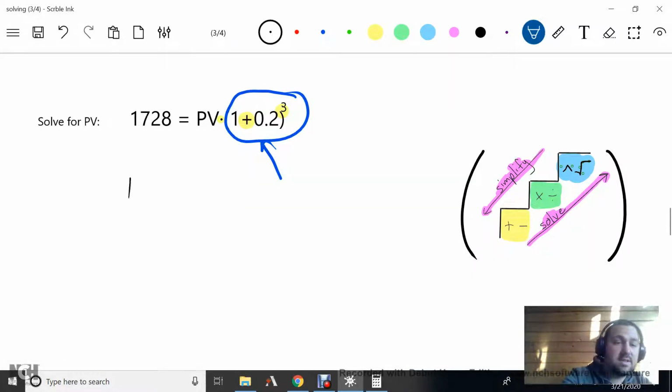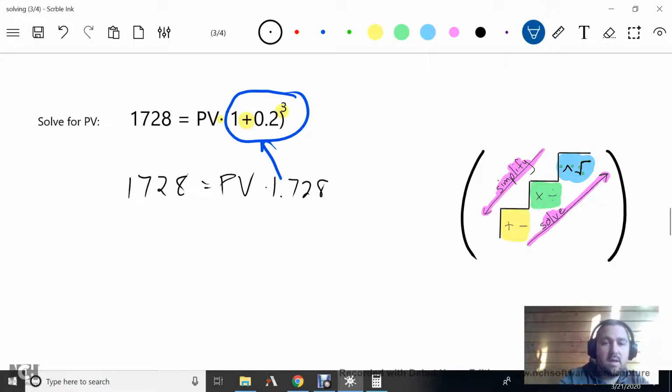which means that this is really saying this is the equation 1728 is equal to present value times 1.728. So notice, we're not using subtraction here, and we're not using roots here because we don't have to undo those operations. We can actually simplify them. We only undo the operations we can't do because we can't do them. So that gives us this equation.